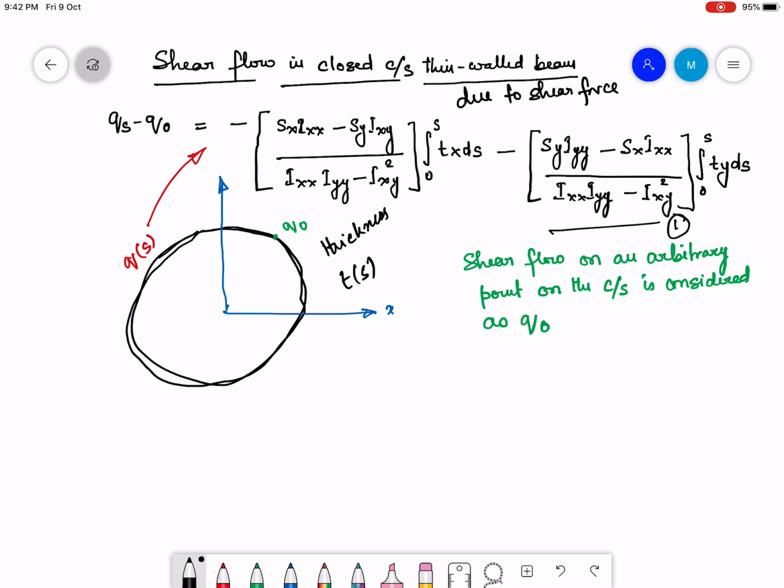This is of course going to get much clearer as we solve certain examples. But you can appreciate that by solving equation 1 using the sectional properties, I can easily find qs, the shear flow as a function of s over the cross section of the beam. But in that solution for qs, there would be an unknown Q0 lying there, which I need to find out. So how would I find it out?